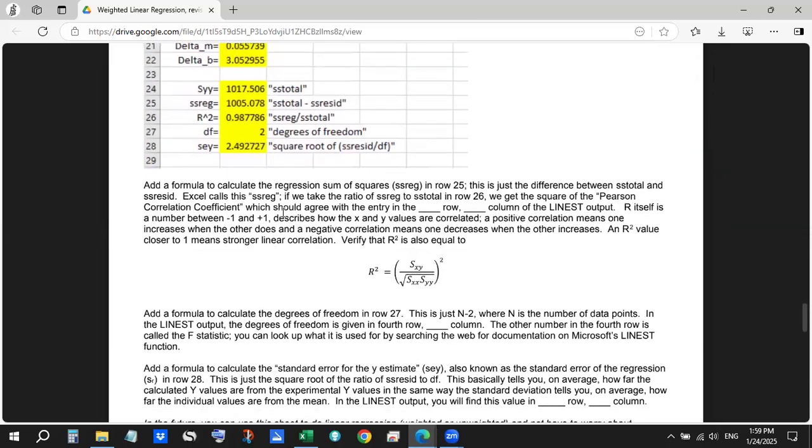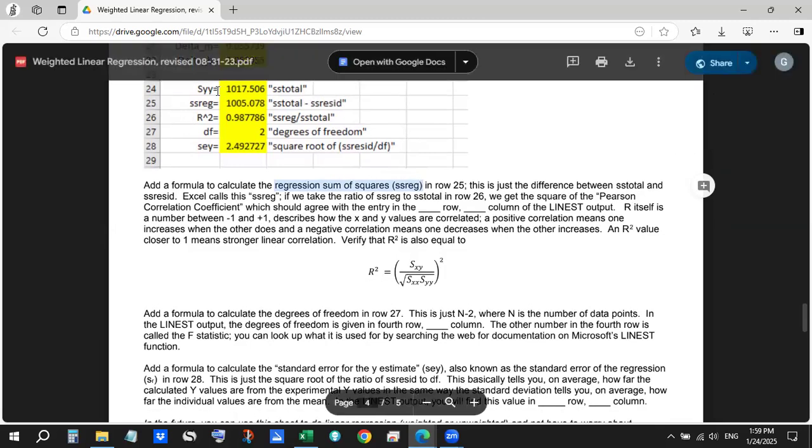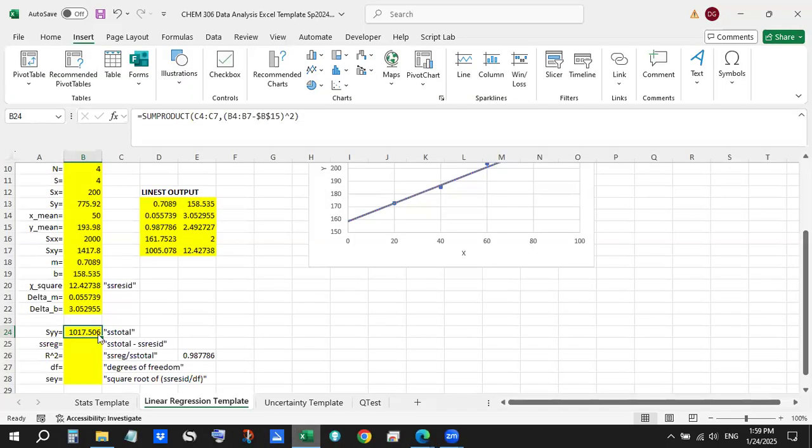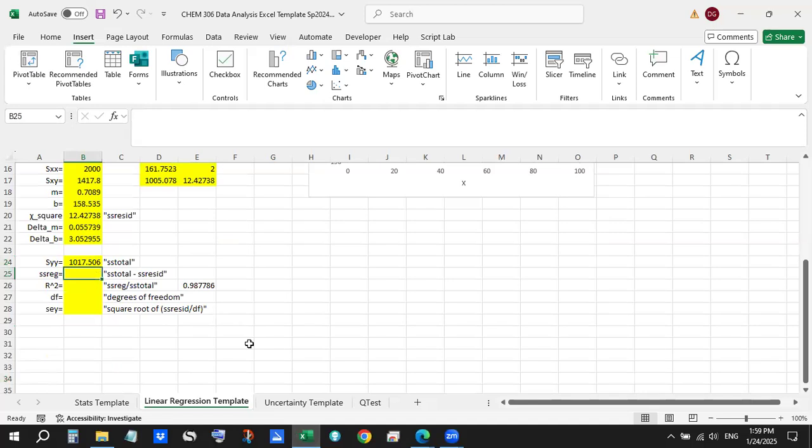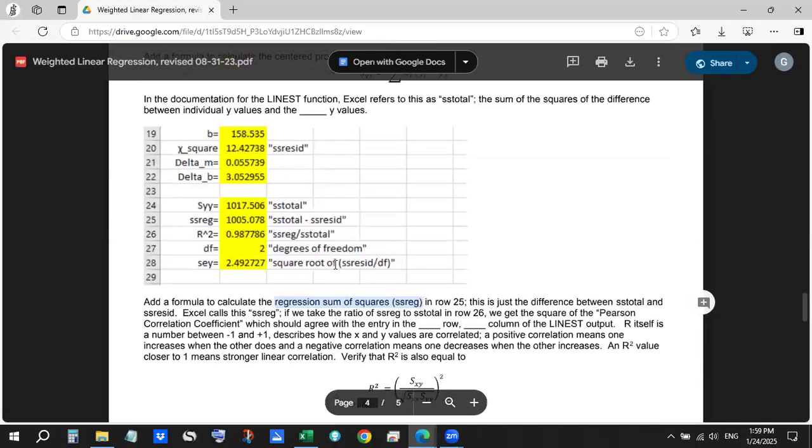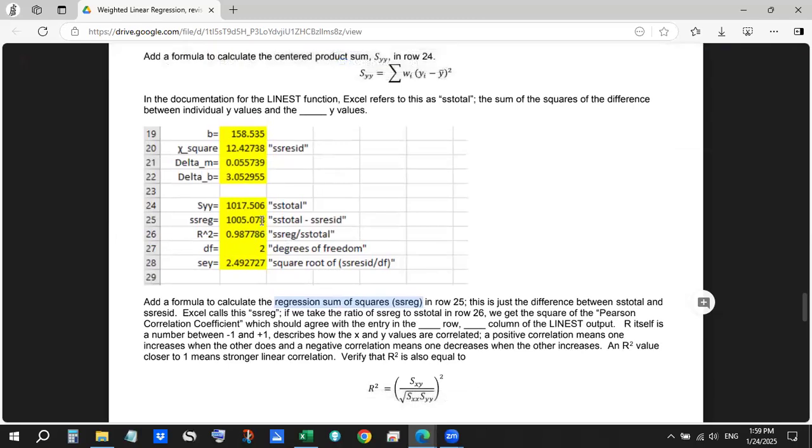So now we calculate what's called the regression sum of squares, SSReg, in row 25. That's just the difference of SS total, which is SYY, minus the chi-square. Let's go ahead and do that. This is going to be equal to SYY minus chi-square. And that should be 1005 for the data that we have here. You can compare that to what you have in the handout. So we're doing it right.